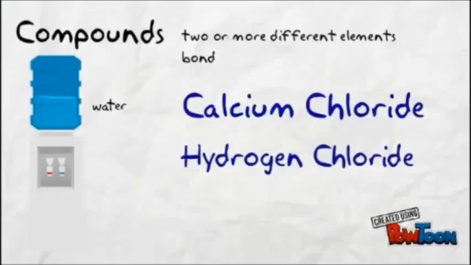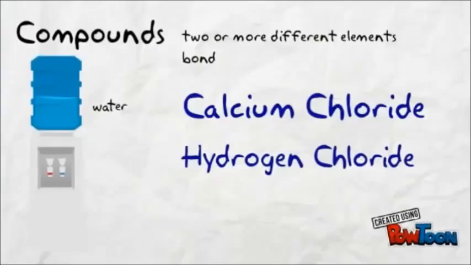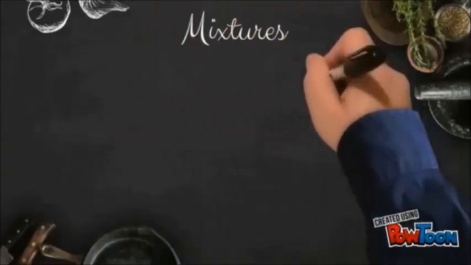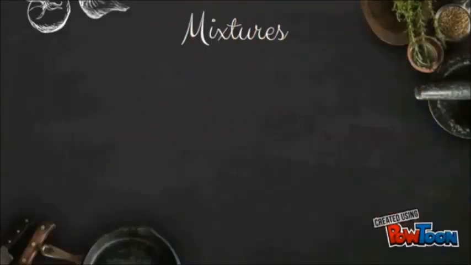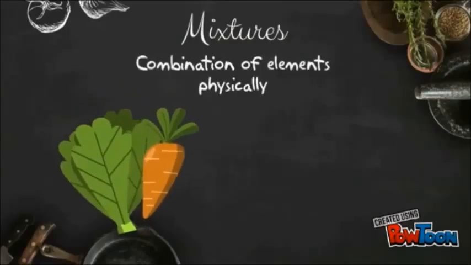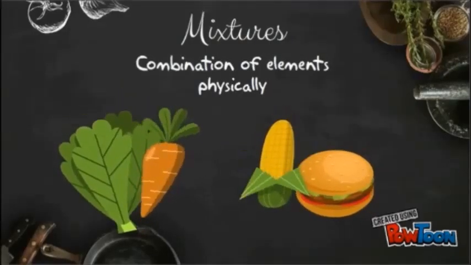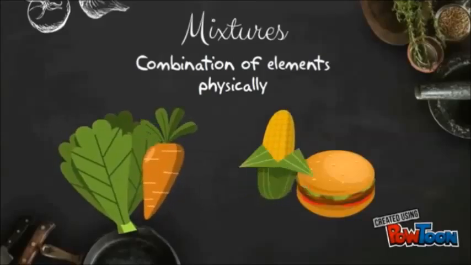So, how about compounds and mixtures? Compounds are composed of different elements that were combined chemically, while a mixture is a combination of elements mixed physically. For example, salads and cooked rice with bread, or anything that you have mixed but could still be separated because, well, they were not one in the first place.